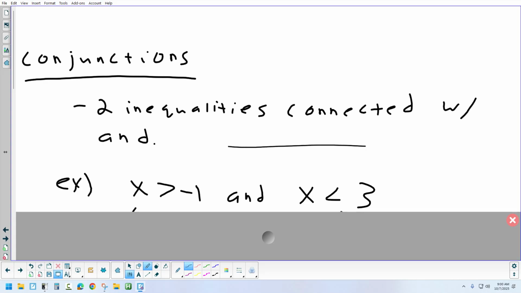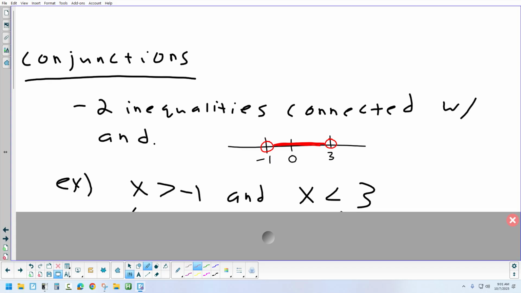So if we wanted to think of it on like a number line, here's 0, -1, +3. We wouldn't include the -1, wouldn't include the +3, and we would shade between. That's what this would look like. So the top is a graph, and the bottom one, this is an inequality. Any question on that?